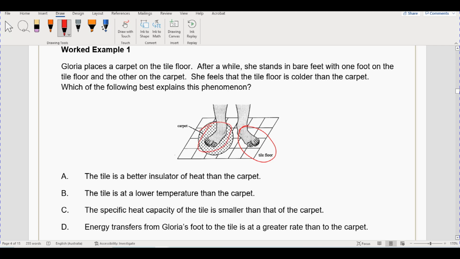She feels the tile floor is colder. Feels is a very important word. Feels colder. Does it mean you really have a lower temperature? And copper, of course, feels warmer. So what's the reason for that? I'll give you 2 minutes to read the example and try to get your answer.